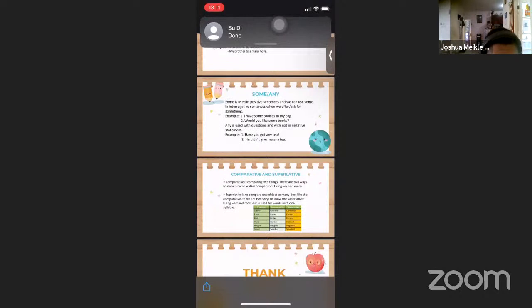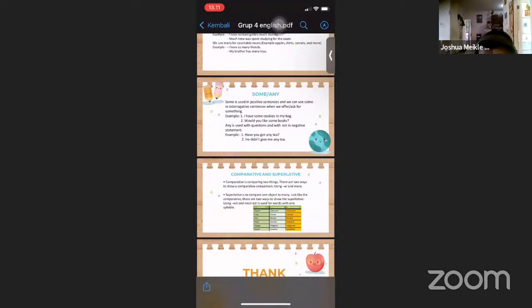Using est and most. Est is used for words with one syllable. Example: Mexico City is one of the biggest cities in the world, but Tokyo is even bigger.